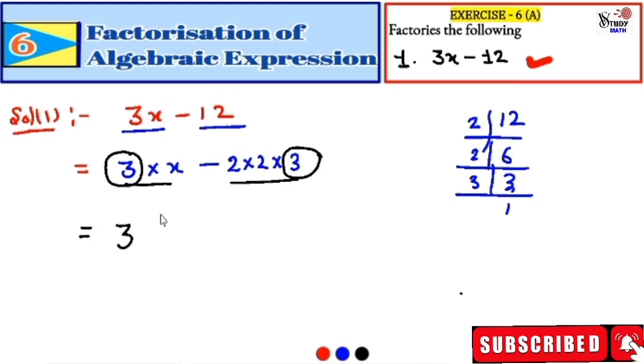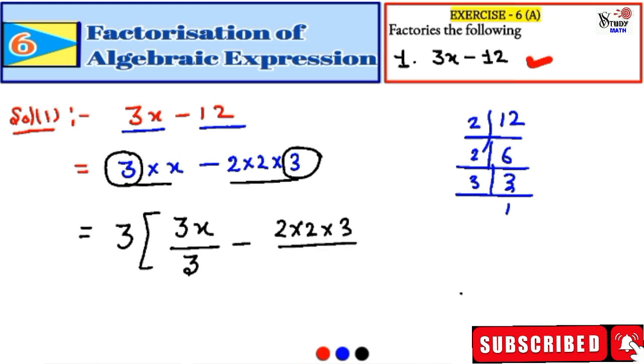What is the meaning of taking common from both the terms is that from 3x I take 3 as common. जिस फैक्टर को हम कॉमन लेते हैं उससे उसी टर्म को डिवाइड करते हैं. So from 2 multiply 2 multiply 3 and from this term I'll take 3 as common, so I'm going to divide this by 3. Now this 3 cuts this 3 and this 3 cuts this 3.